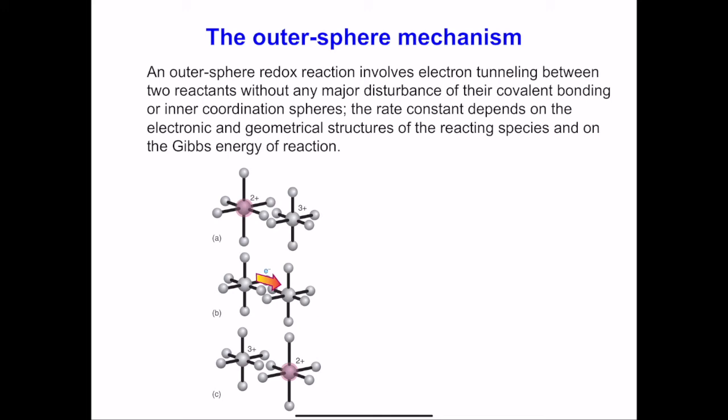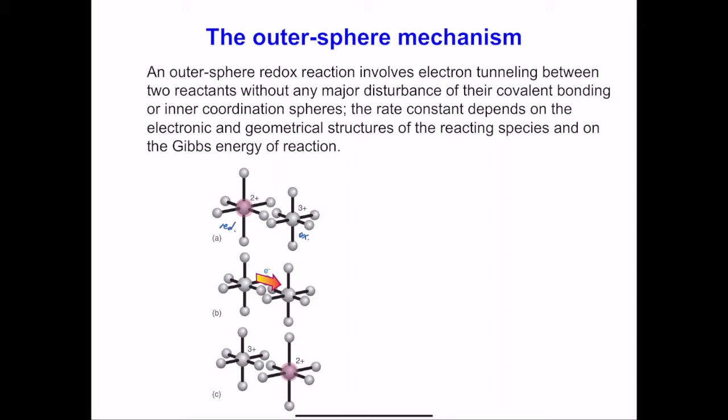Talk about outer sphere redox reaction. So outer sphere reduction does not involve a bridging ligand. No bridging ligand. It's just when the two species come together. So that's the reductant here, and that's the oxidant.